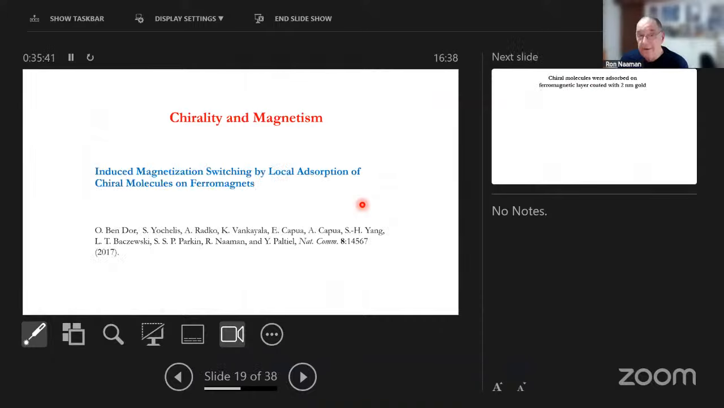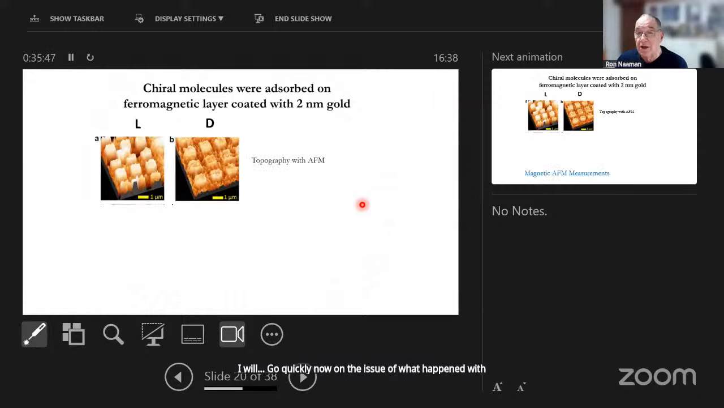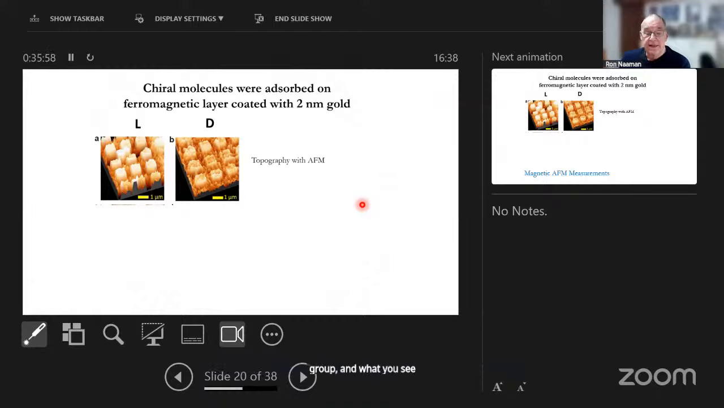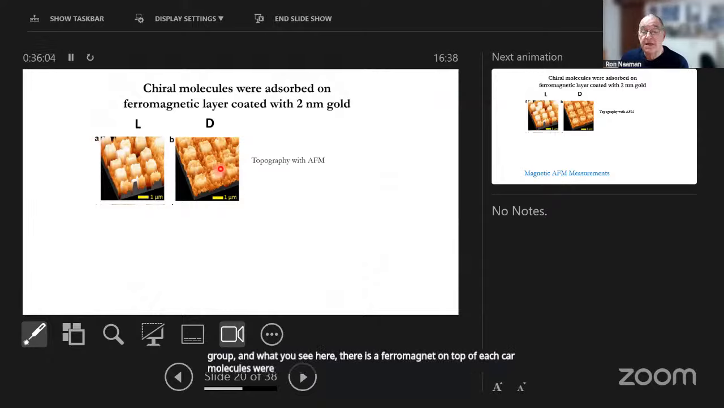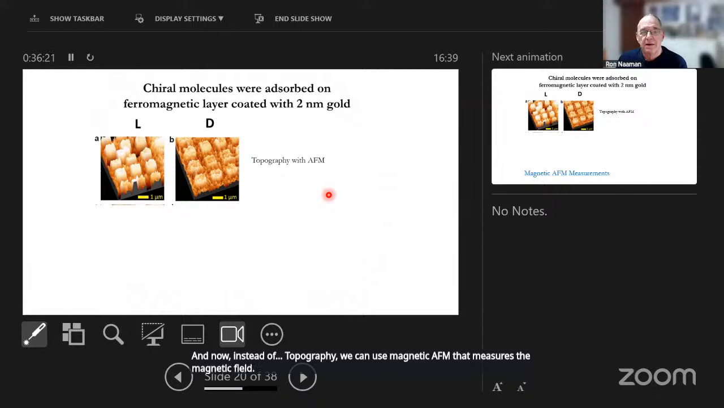I will go quickly now on the issue of what happens when the chiral molecules interact with a ferromagnet. That's work that was done in collaboration with Yossi Paltiel's group. And what you see here is a ferromagnet on top of which chiral molecules were adsorbed. What you see here is simply the topography done by AFM, and you see these squares. And now, instead of topography, we can use magnetic AFM that measures the magnetic field at these squares.